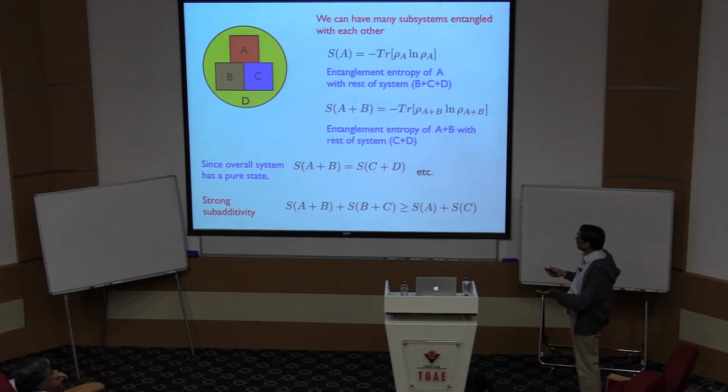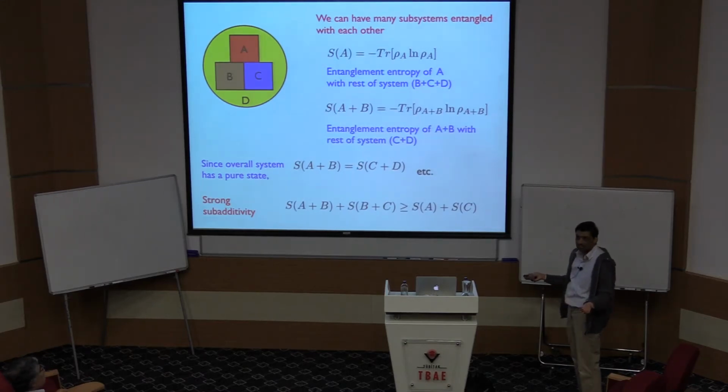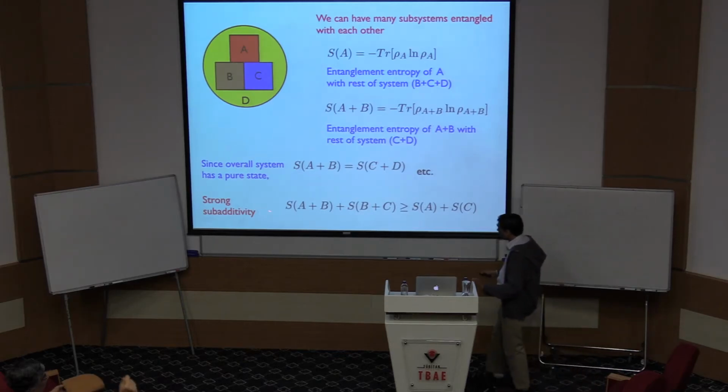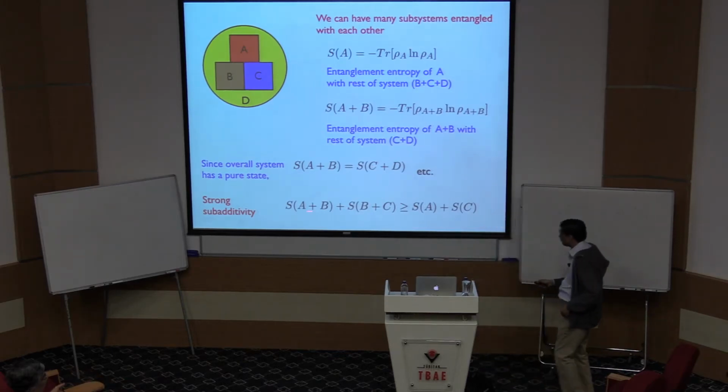You can already start seeing some interesting relations, right? S of A plus B is S of C plus D. That's obvious, because when two things are entangled with each other, the entanglement of A plus B is with C plus D, but C plus D is with A plus B, so they are equal. There are some nice inequalities, and the one we'll actually be using is what's called strong subadditivity.